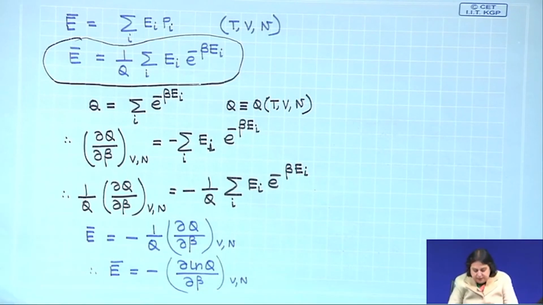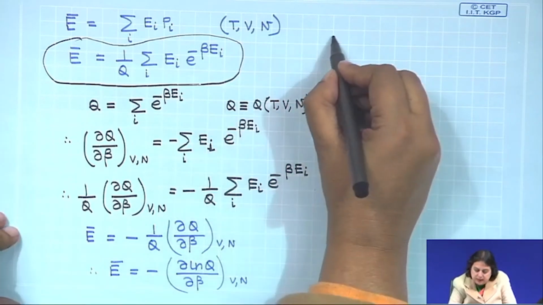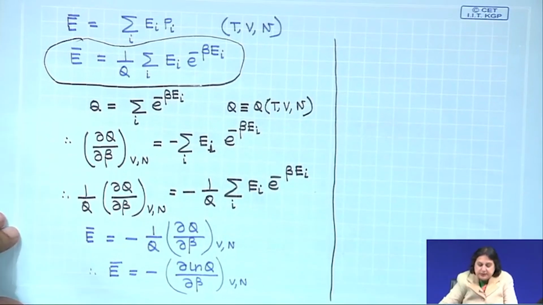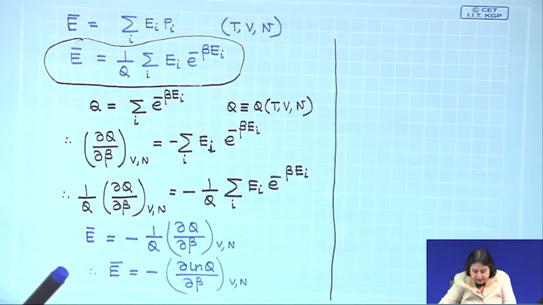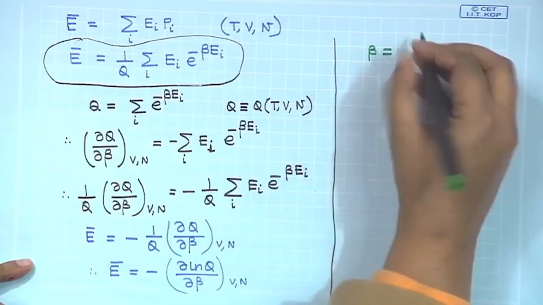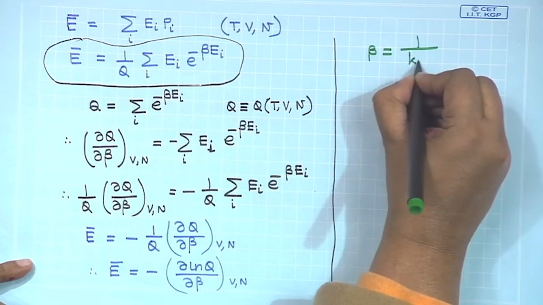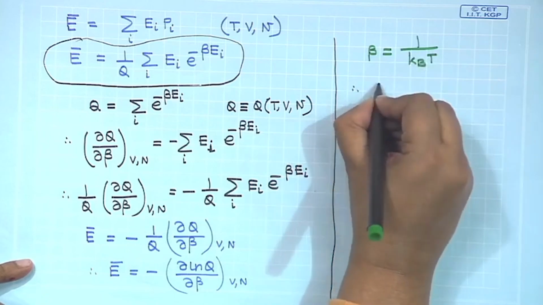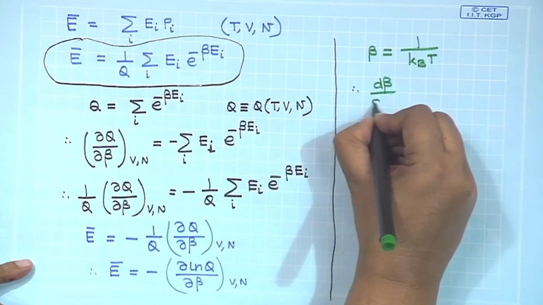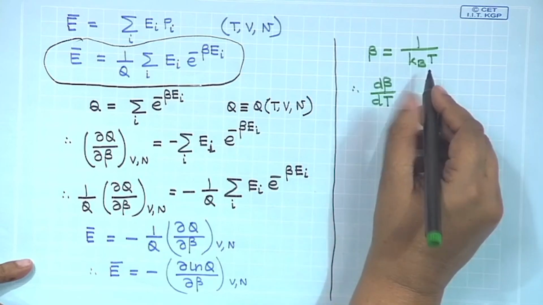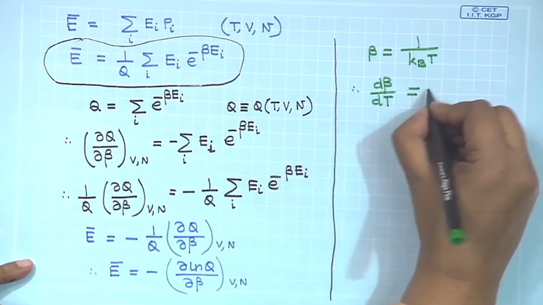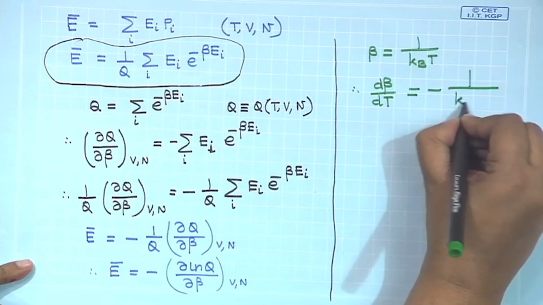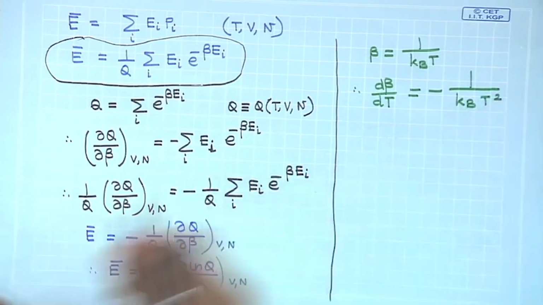Okay. Now, somebody may argue that, well, actually we would like to see the derivative with respect to temperature rather than beta. So, that is pretty simple. Once again, what we can do is we start from the definition of beta. Beta is equal to 1 by kT. Therefore, what is d beta dT? It is a function of temperature, kB being a universal constant, that is minus 1 by kB T square.